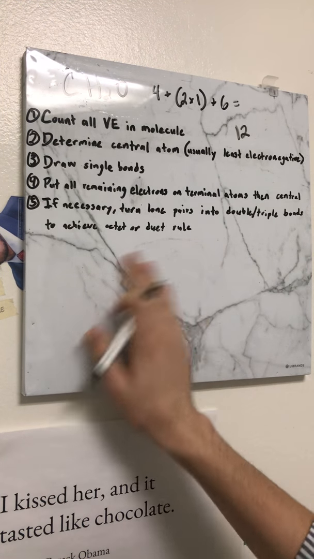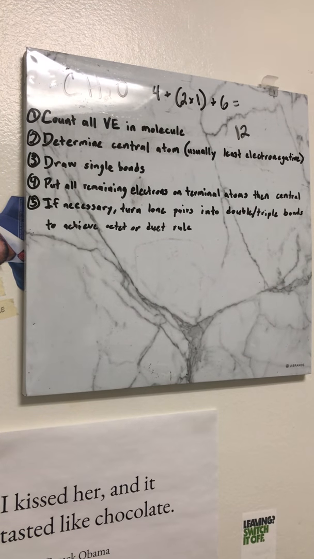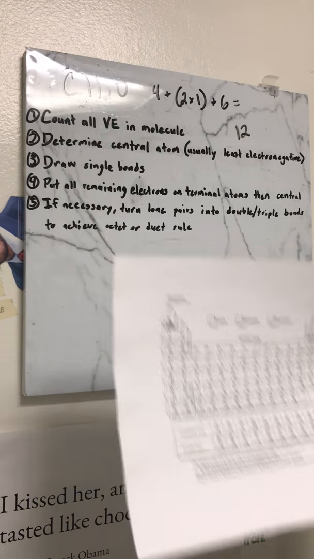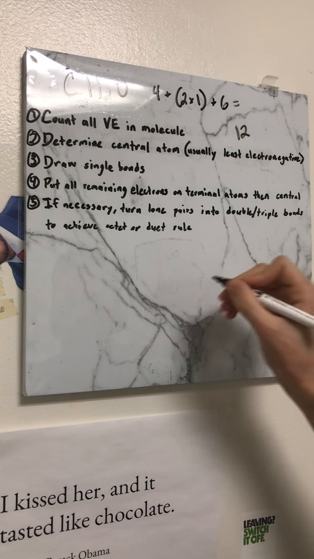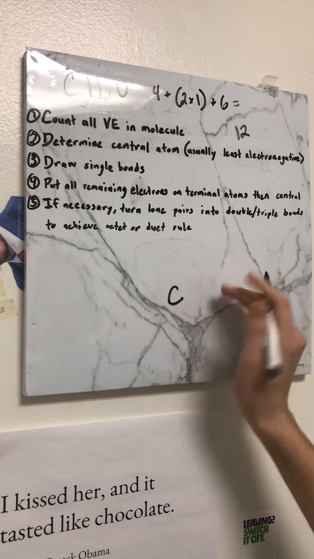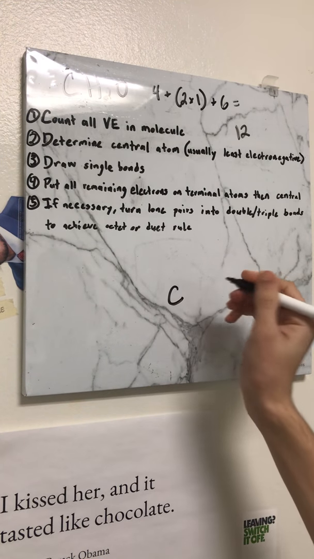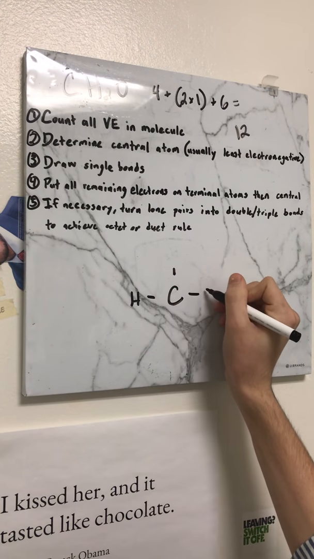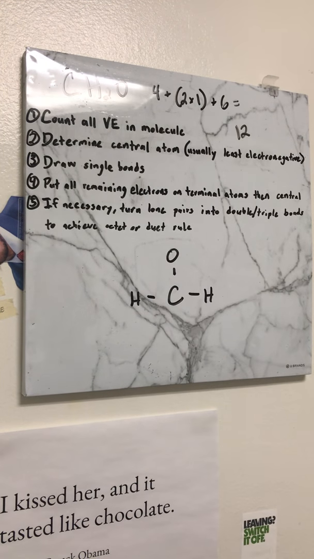So let's come down here. We're going to determine which one of these will be the central atom. And because of electronegativity, we can see that carbon is the least electronegative, and that will be our central atom. So we'll draw C, and then draw your single bonds to the 2 H's and the 1 O. So we've got CH2O.